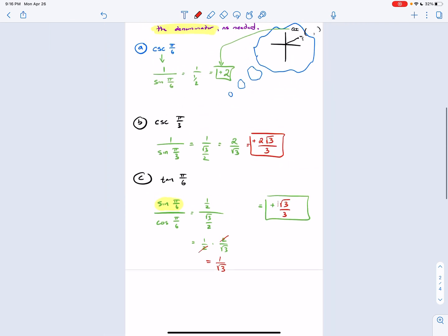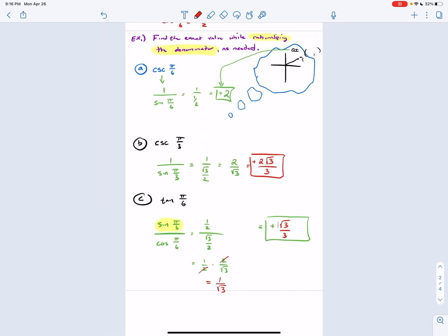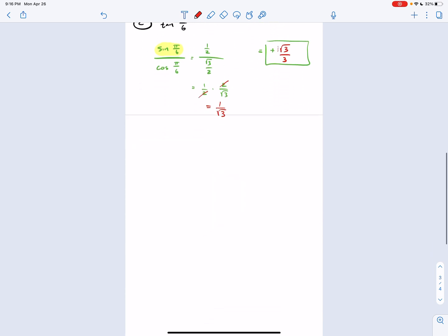Okay, so these problems here, we focus primarily in the first quadrant. It's really not that different when you jump into other quadrants there, okay? So let's try a couple more. Here's part D. Let's go ahead and try secant of 5 pi over 6. Try it on your own if you'd like. Press play when you're done or if you need support.